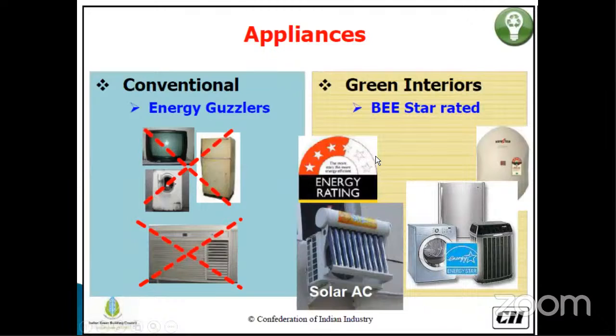Now ECBC, Energy Conservation Building Code, for all commercial buildings have become mandate. So we are supposed to use ECBC compliant air conditioning systems, that is at least 3-star air conditioners we have to use.